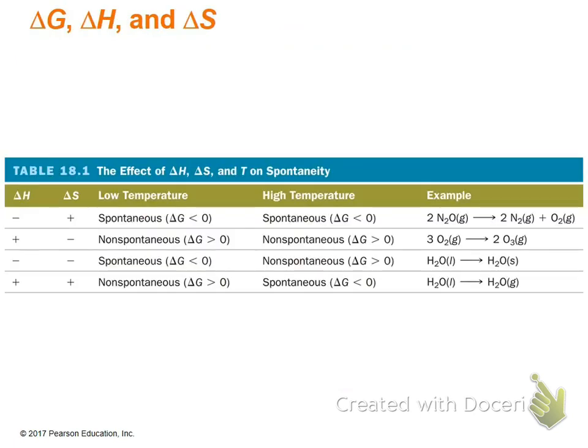All right, so let's take a look at this table right here, table 18.1. It basically shows you several examples of actual chemical reactions and how that affects the value of delta G. So we're looking at the different values of delta H, delta S, and T, and how that affects spontaneity. I'm just going to show you the first two examples here, this one and this one right here.